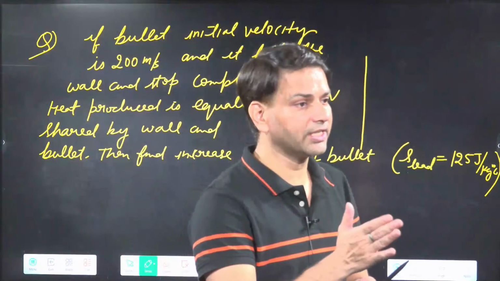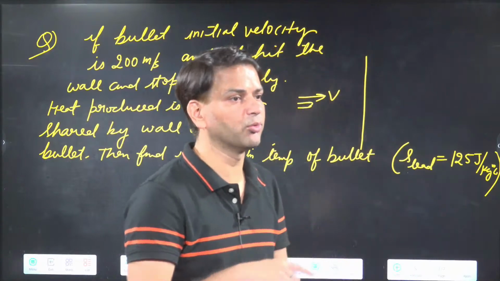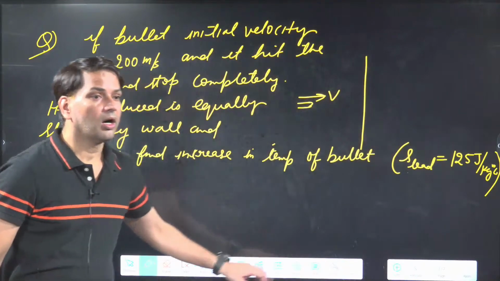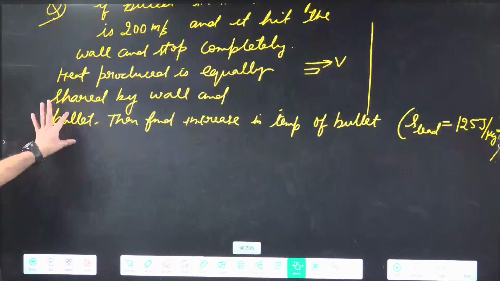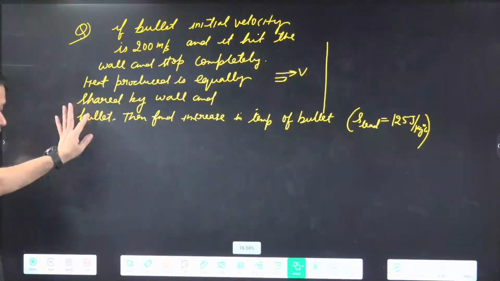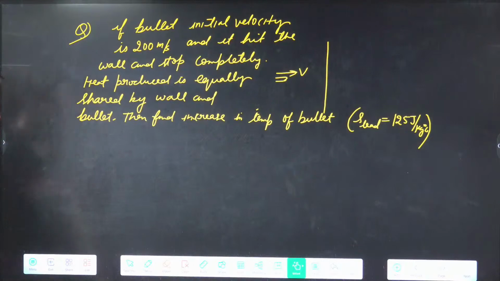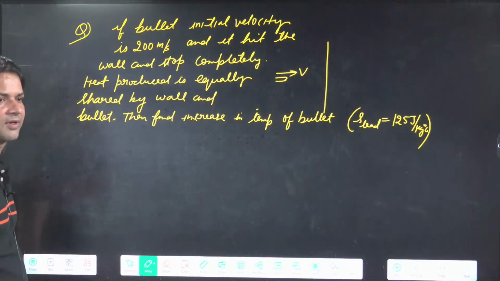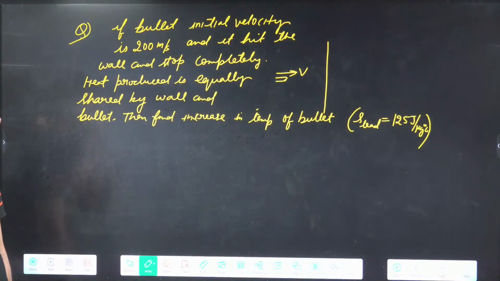So how much energy remains in the bullet? How much heat is produced in the bullet? How much heat remains in the bullet? How did you get 160? I have not given the mass.